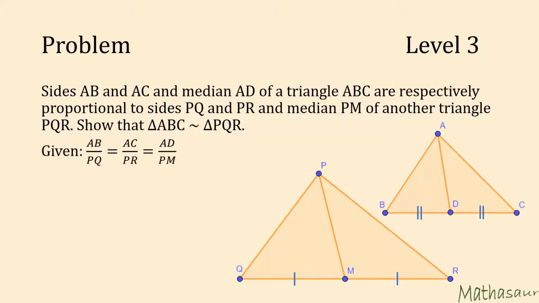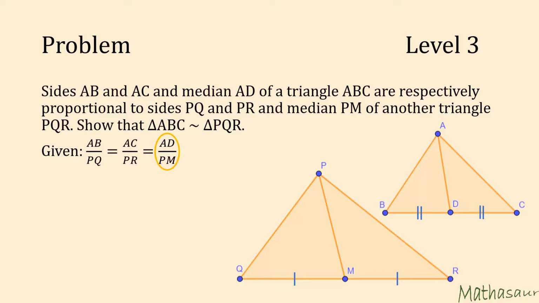Now let us look at the proportions that we are given. We know that AB by PQ is equal to AC by PR is equal to AD by PM. Now they don't form the corresponding sides of the triangles ABC and PQR. If instead of AD and PM we were given the third side BC and QR, then with the side proportionality, we could have proven that the two triangles were similar. But that is not the case. So we need something extra here.